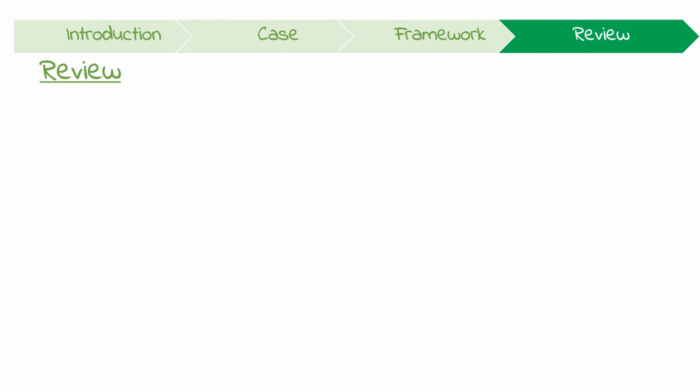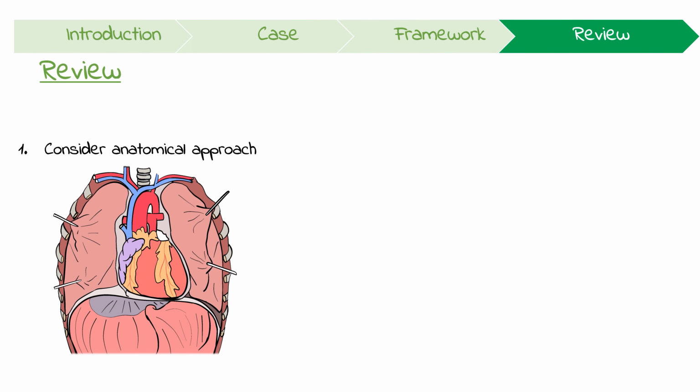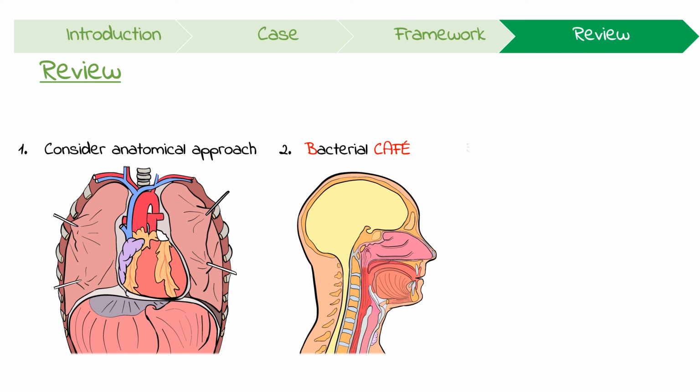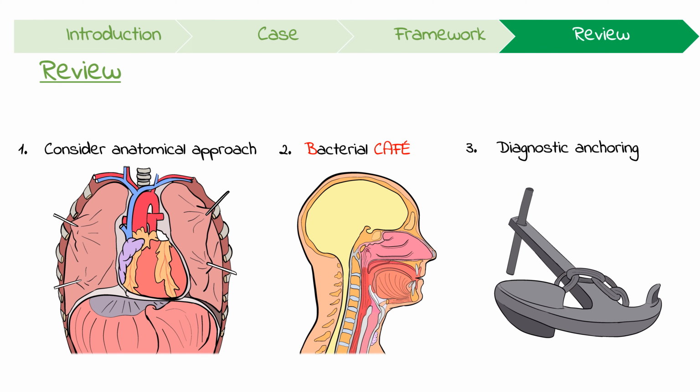To review, a good diagnostic framework for respiratory distress can be made by considering an anatomical approach to the cardiorespiratory system. Important acute upper airway obstructions can be remembered using bacterial cafe. Finally, diagnostic anchoring can occur if you latch onto a specific feature and don't readjust your differentials given new data.